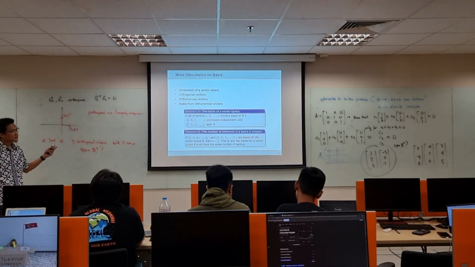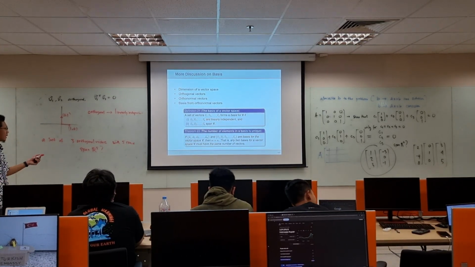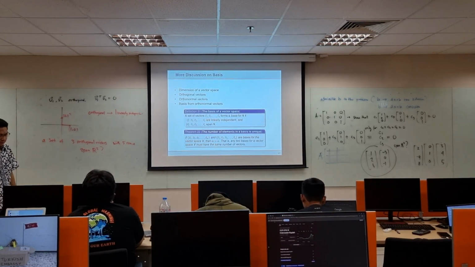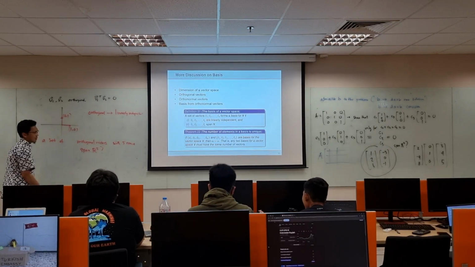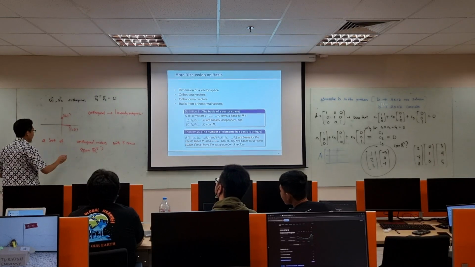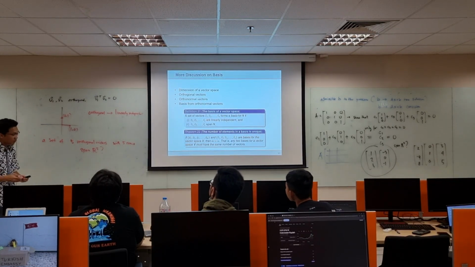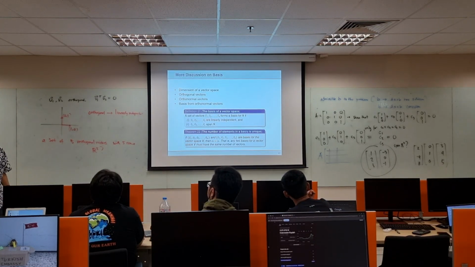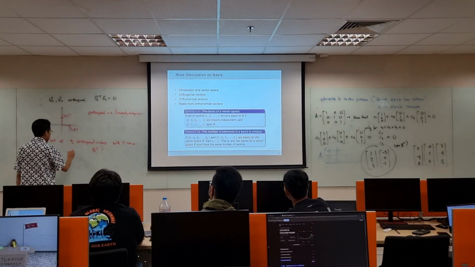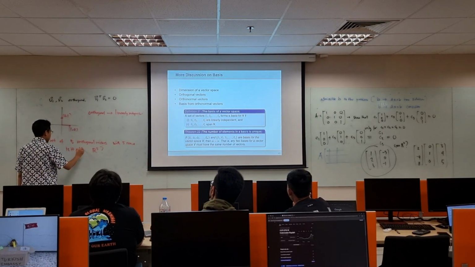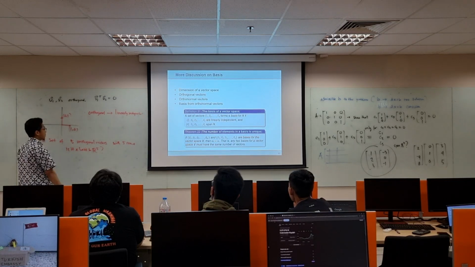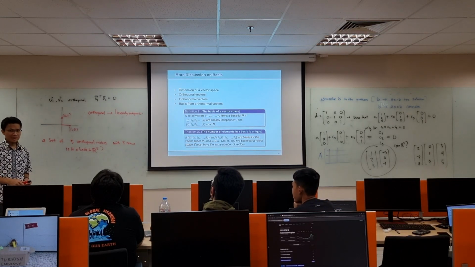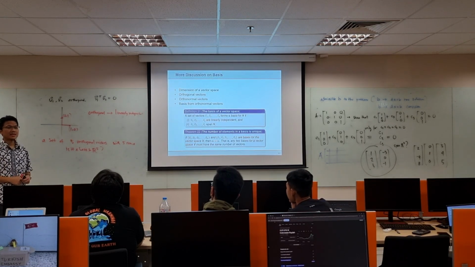Okay, the next one. We know that orthogonal implies linearly independent. So if I have 5 orthogonal vectors with 5 rows, I will change the question: is it a basis for R5? Yes, it is a basis.